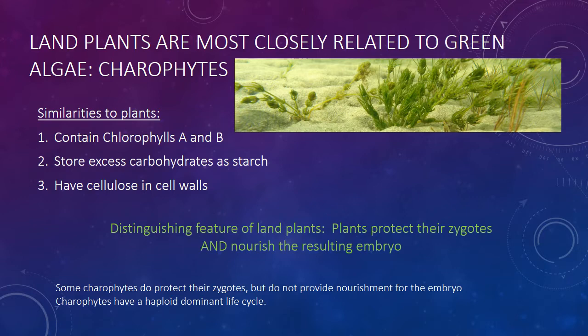Charophytes also have a haploid dominant life cycle, and like I said, plants display an alternation of generation. And so here's the basic of what alternation of generation is. That means that their haploid and diploid stages both are multicellular. Normally, one of those two stages is not. So that's what makes plants unique.